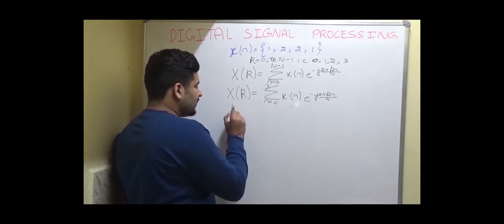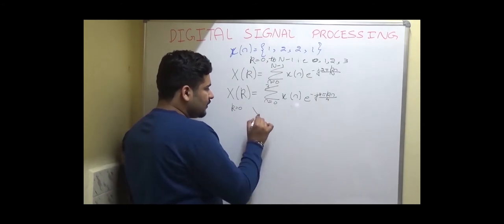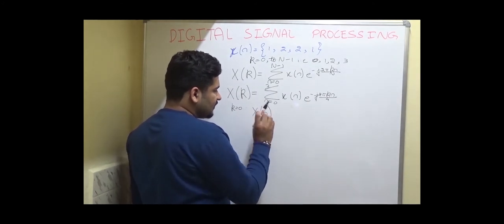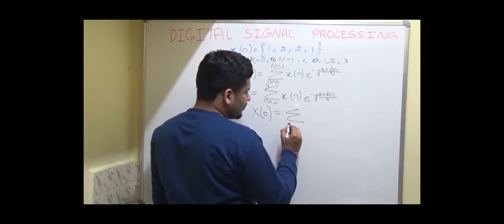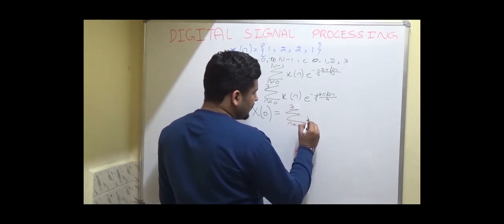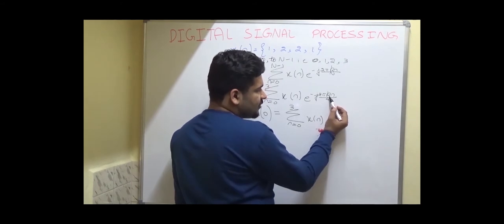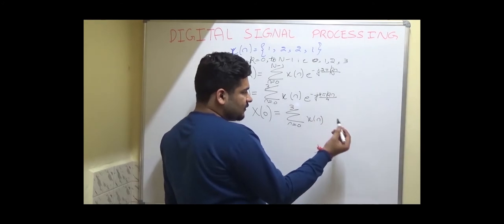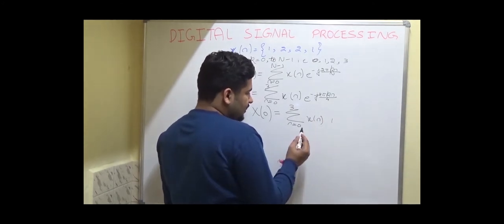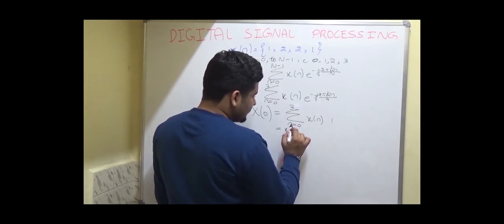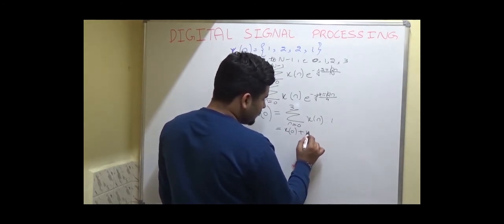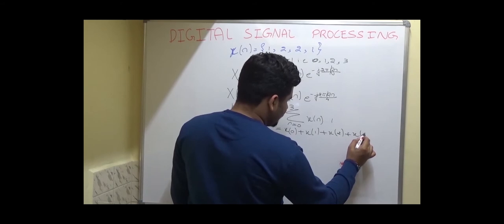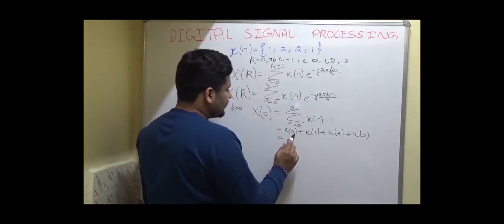Now for k is equal to 0, capital X of k, I just substitute 0 wherever k is given, is equal to summation n varied from 0 to 3 x of n. Here I am substituting 0. Any 0 multiplied by anything is 0, so e raised to the power 0 is 1, so into 1. Now I just substitute the values of n. It is just x of 0, x of 1, x of 2, x of 3. Now I just place the values.